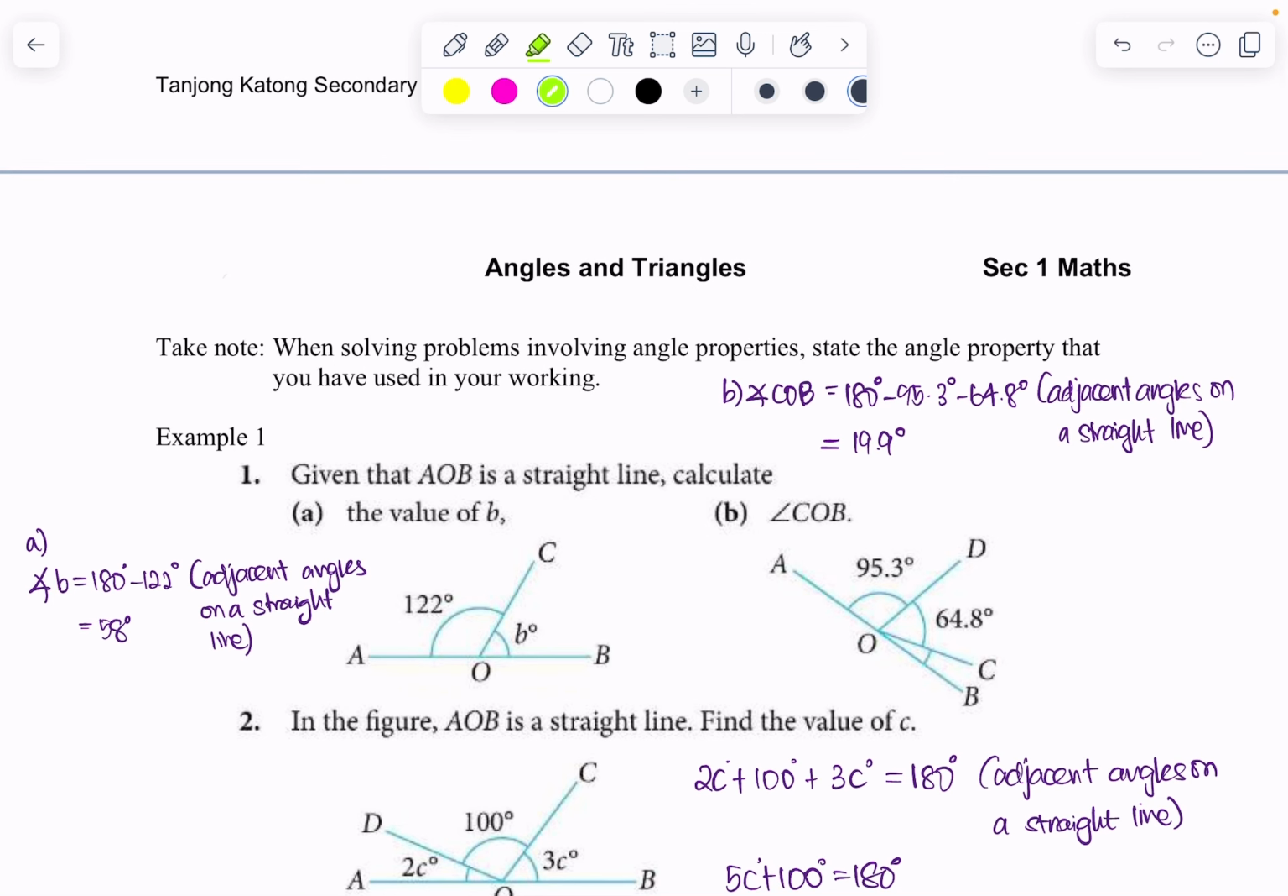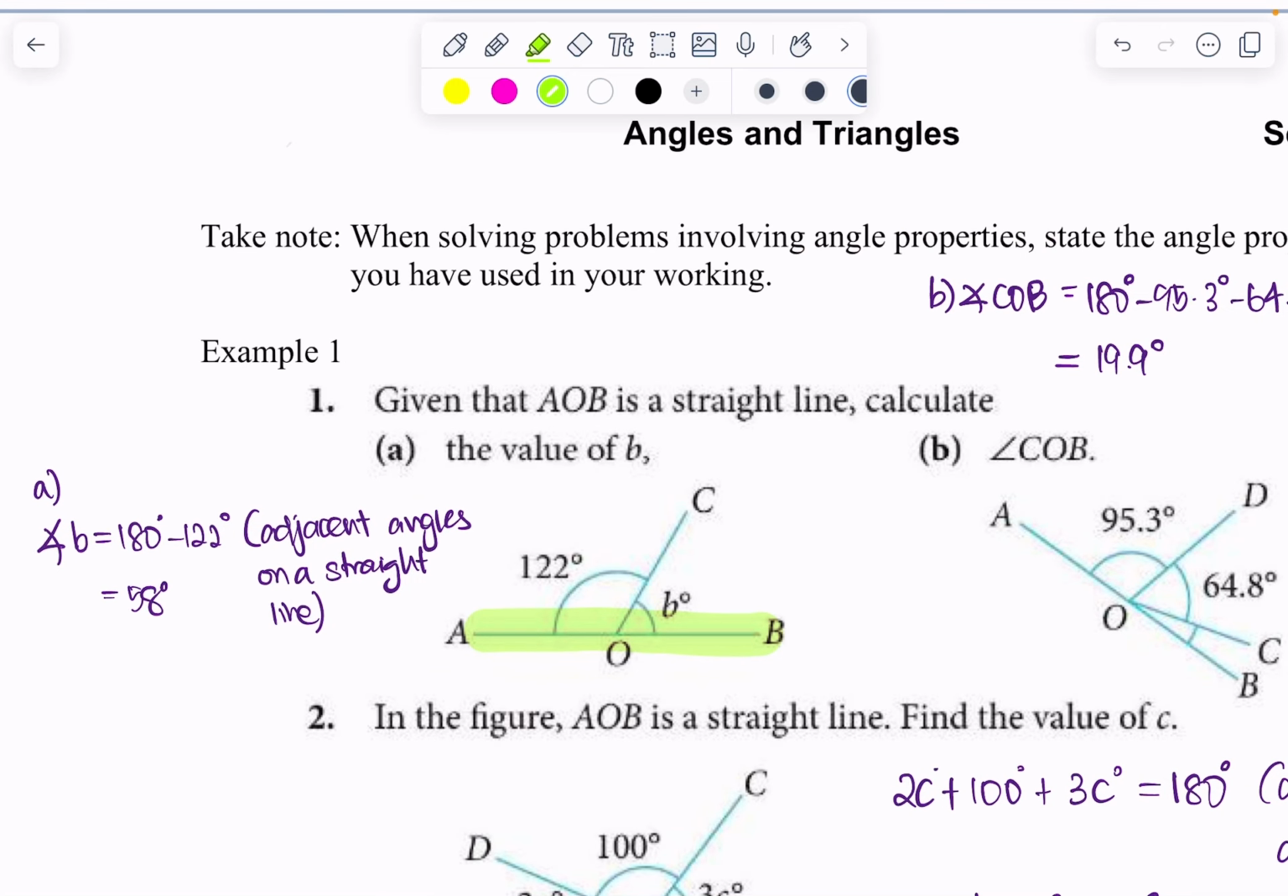So for example 1, the question wants us to find the value of B. You can see that angle B and the angle 122 lie on a straight line. So we know that these two angles would add up to 180 degrees. Therefore, we can use that property to find B. So this is what our working would look like. I can find angle B by taking 180 minus 122 and thereby getting 58 degrees.